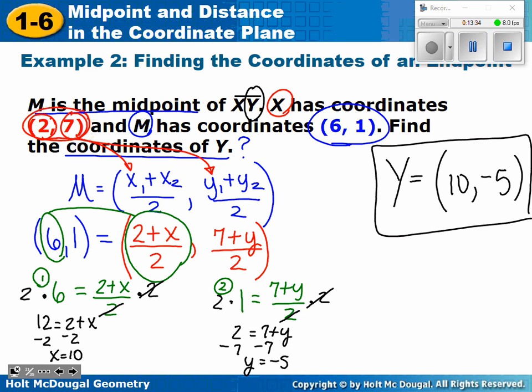Okay? All right. So here's how we could work this on graph paper. So take your graph paper with me. Let's plot the 2 points that they gave us. And so I'm going to just hand draw mine up here, which won't be as pretty as yours. We're going to graph the point X at 2, 7. So here's X, and then they gave us the midpoint was at 6, 1.